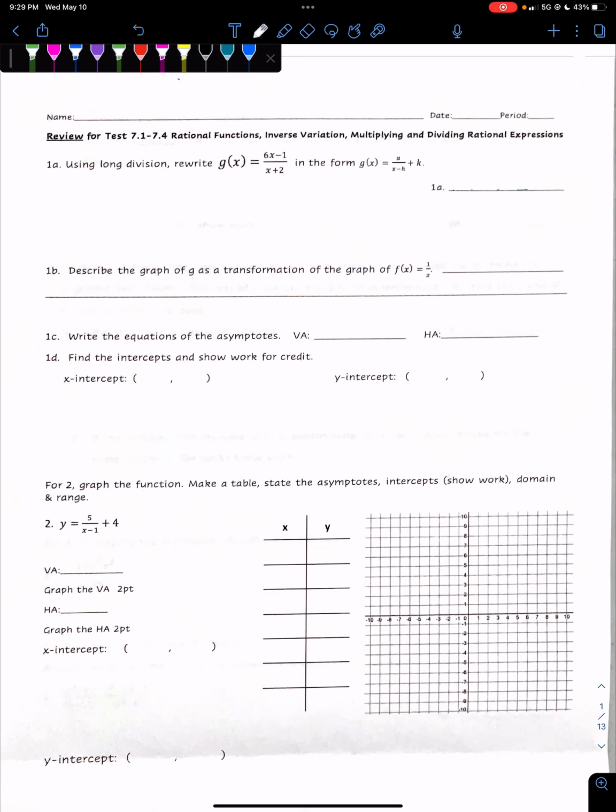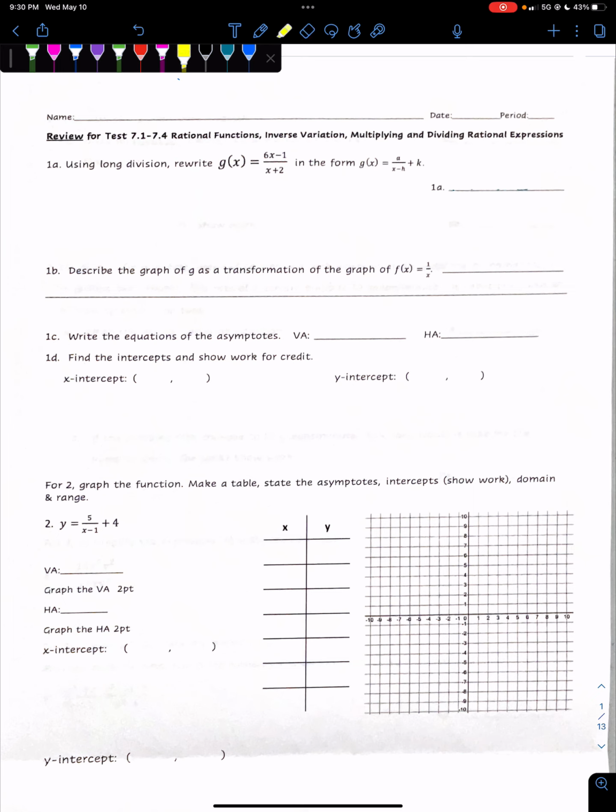Everyone, let's go ahead and get started with this review on chapter 7, or section 7.1 through 7.4: rational functions, inverse functions, multiplying and dividing rational expressions. Okay, so first thing I want to say, when you're taking this test, please make sure that you're reading the instructions. Make sure you know what they're asking so you don't do too much, you don't do too little, and you show work when that's required.